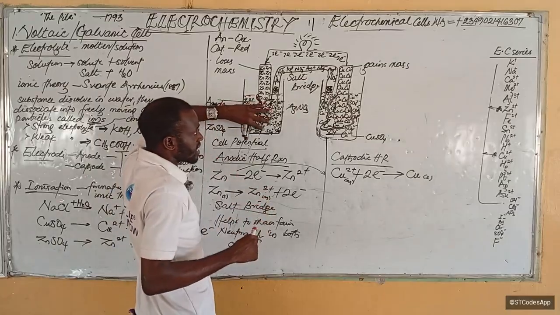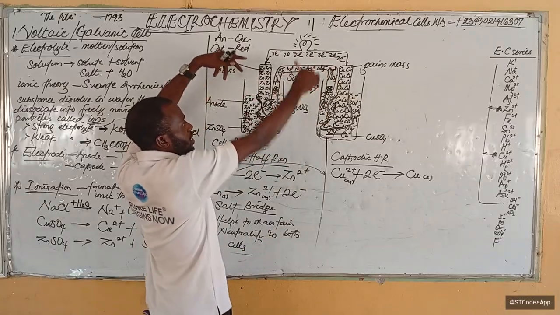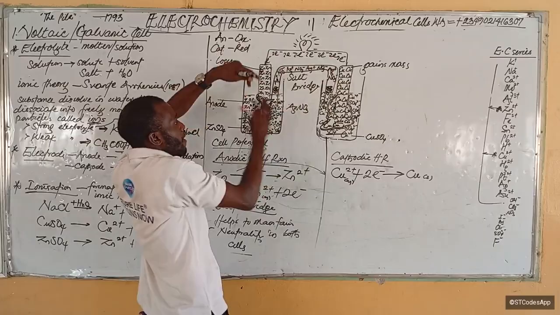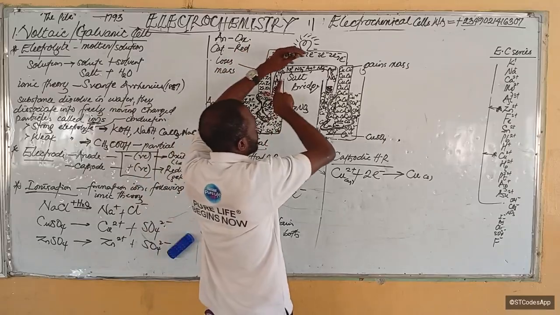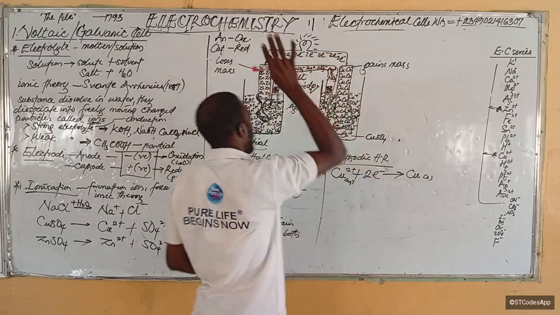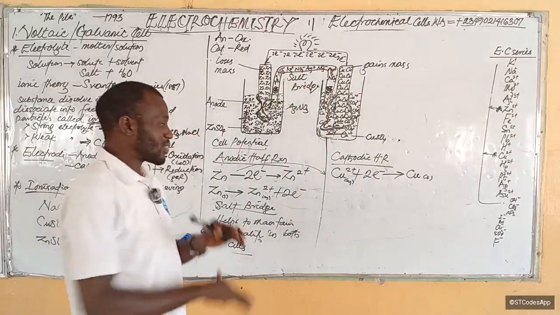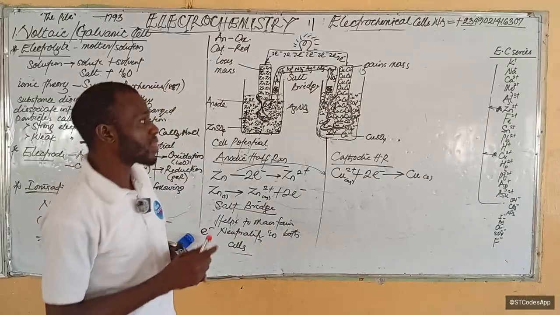So as positive charge is aggregating here, what will be moving here? NO3 minus will be flowing here. It will be attracted to this place, neutralizing the positive charge that is building up here, and the Ag pluses will be entering here to neutralize the negative charges that are building up here. Do you understand now? So that is what happens in a voltaic or galvanic cell.